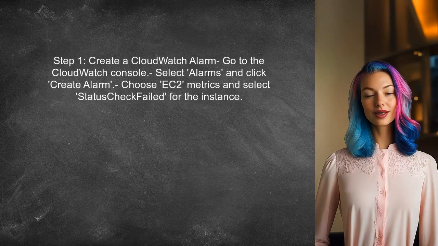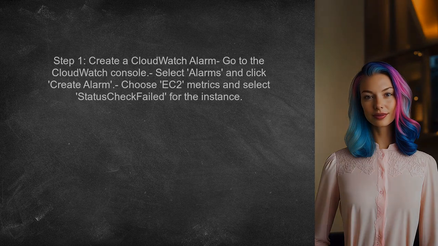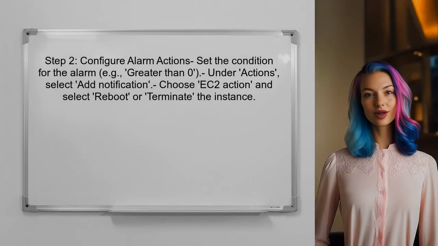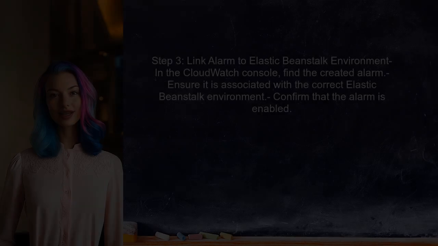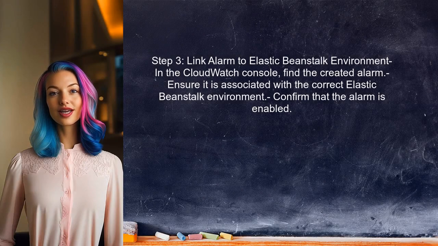To address the issue of instances becoming unresponsive, the user should first create a CloudWatch alarm. This alarm will monitor the health of the instances in the Elastic Beanstalk environment. Next, the user needs to configure the alarm to trigger an action when an instance is deemed unhealthy. This action will be to reboot or terminate the instance. After setting up the alarm, the user should ensure that the alarm is linked to the correct Elastic Beanstalk environment. This ensures that the alarm can take action on the instances within that environment.